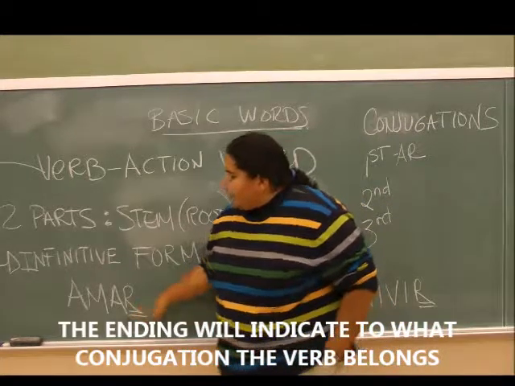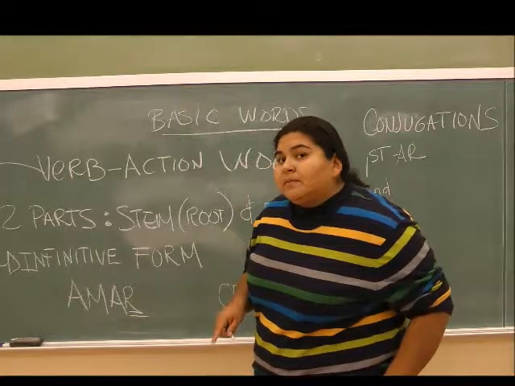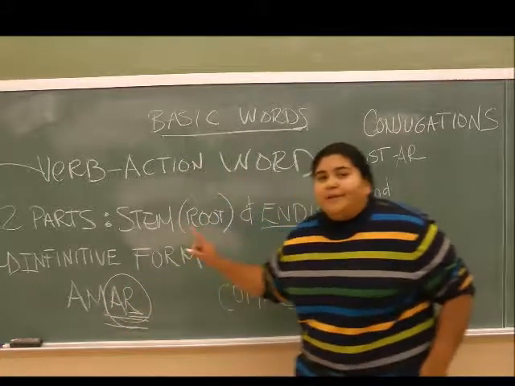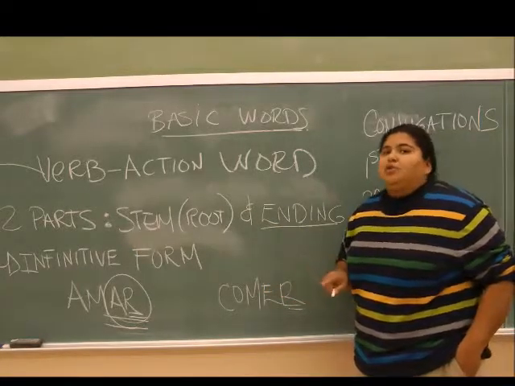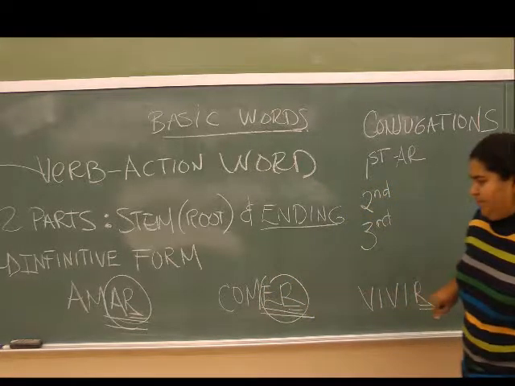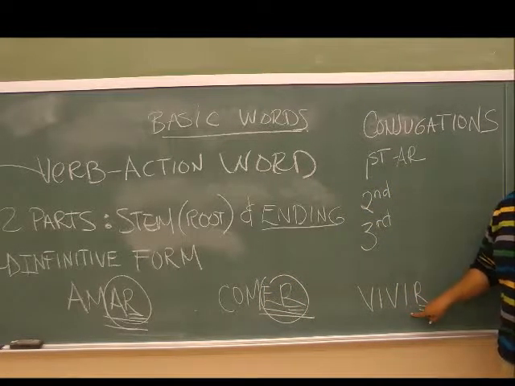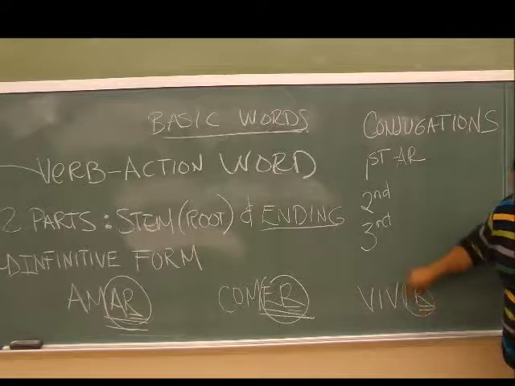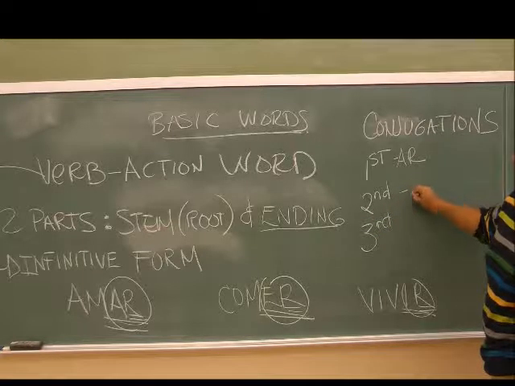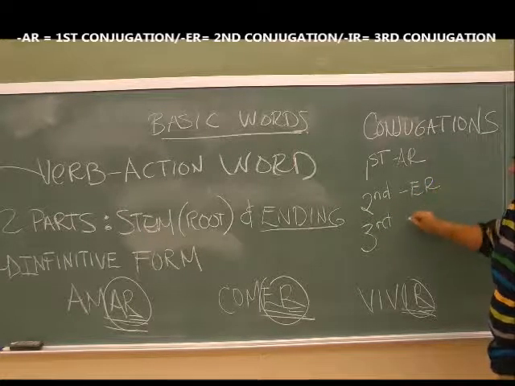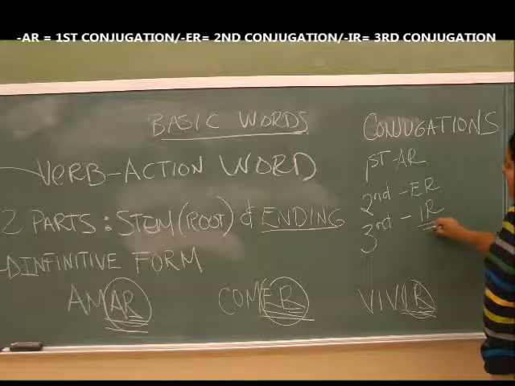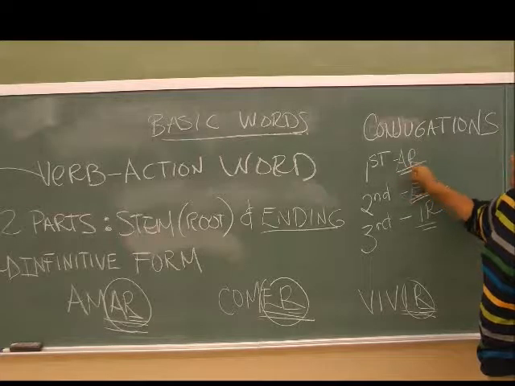So in this case, when I look at amar, which are the last two letters? A-R, right? And when I look at the verb comer, which means to eat, which are the last two letters? See, there you go, easy piece of cake. And when I look at the verb vivir, which are the last two letters? I-R. So I say that amar belongs to the first conjugation, comer belongs to the second conjugation, and vivir belongs to the third conjugation. The third conjugation being IR, the second conjugation being ER, and the first conjugation being AR.